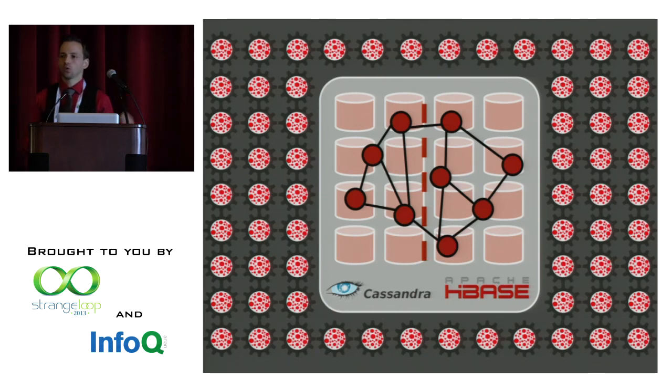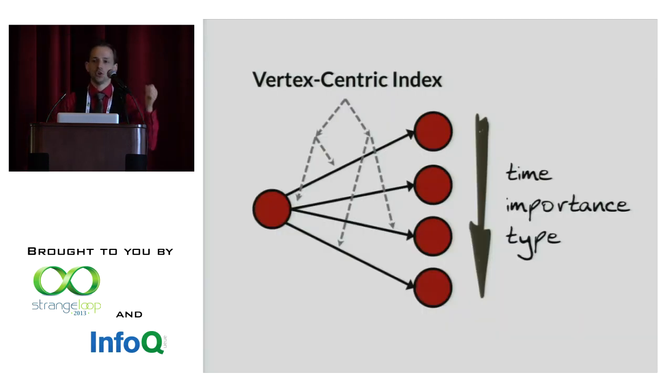So that notion of ordering in a graph is important, and one way that Titan incorporates that is by the notion of a vertex-centric index. Now, what does that mean? When you look at a vertex in the graph, you have all these incoming and outgoing edges that connect to us, as shown in this picture here.